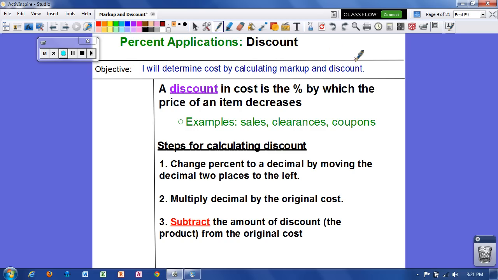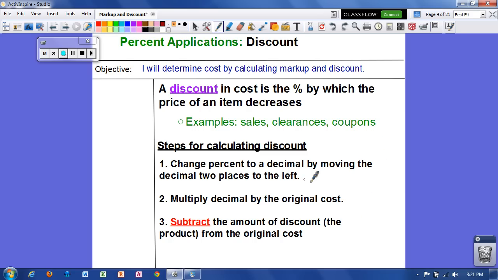Alright, now let's talk about discounts. A discount in cost is the percent by which the price of an item decreases. There is usually a discount whenever you see a sale, clearance, or if you have a coupon. That's definitely going to discount how much you pay for something.